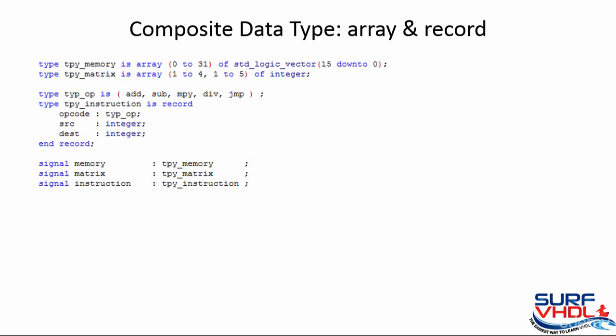The syntax for declaration is: type tpy memory is array boundary of type. In this case, it is an array of 32 elements of standard logic vector of 16 bits. This type of syntax can be used when you want to declare a data type implementing RAM or ROM. Pay attention if you want to use memory inside devices.